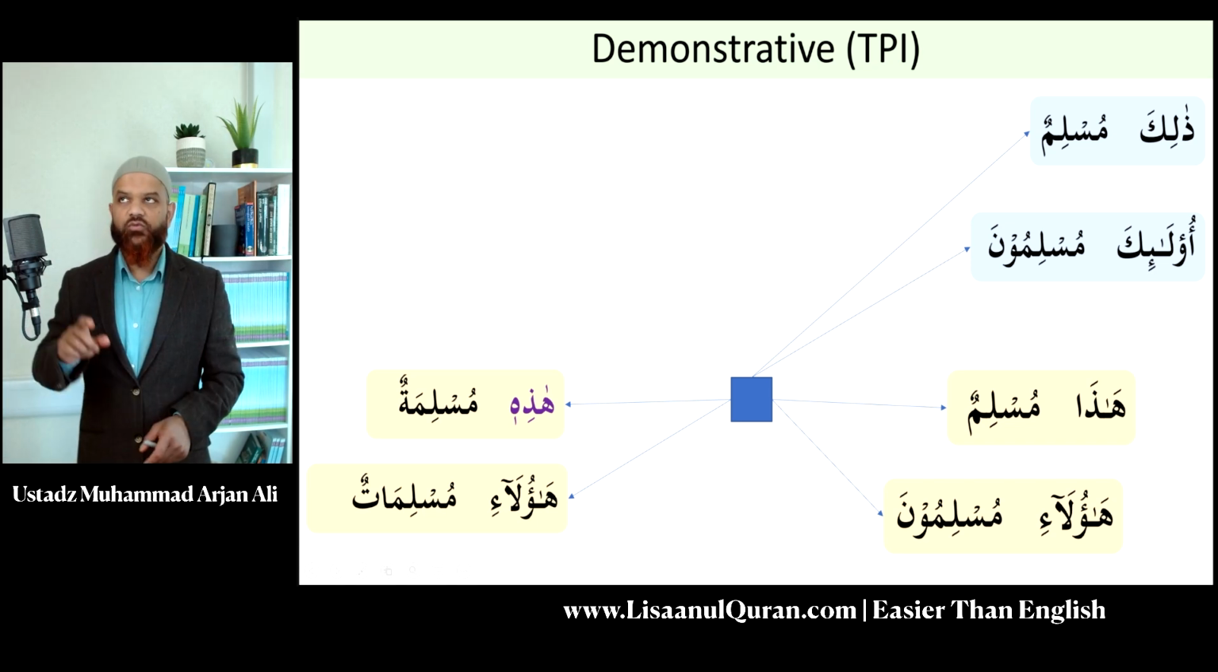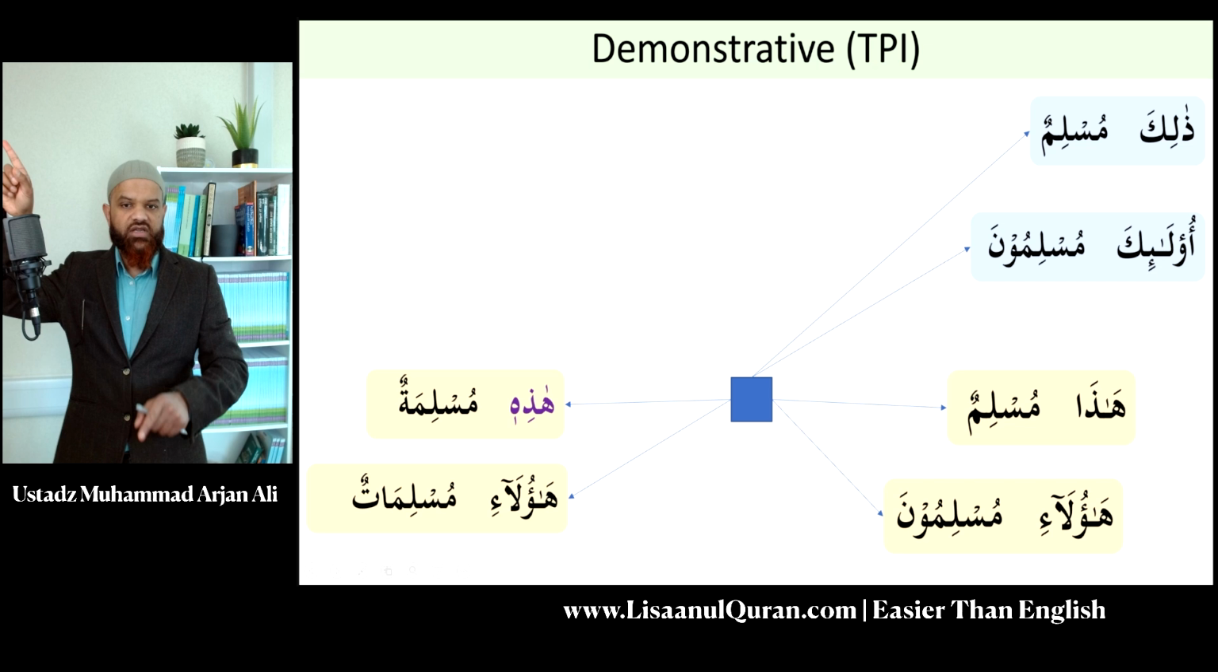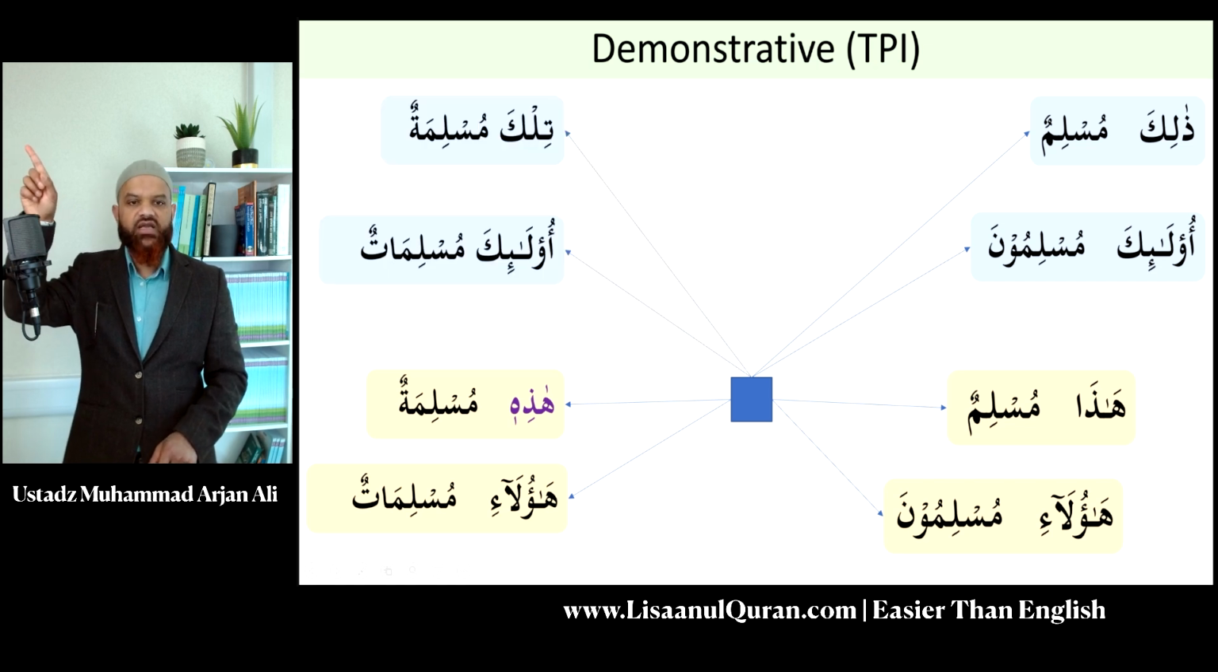For the feminine, you'll point again far away, looking straight, and you will say تلك مسلمة. Again with 4 fingers you say أولئك مسلمات. تلك مسلمة، أولئك مسلمات.